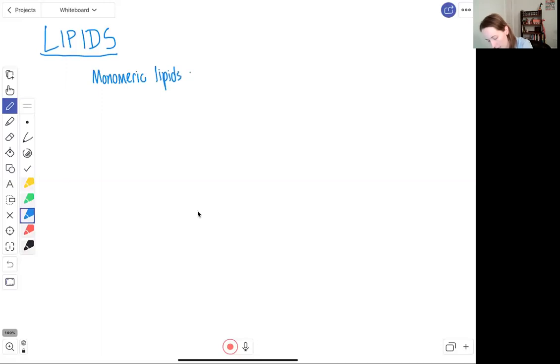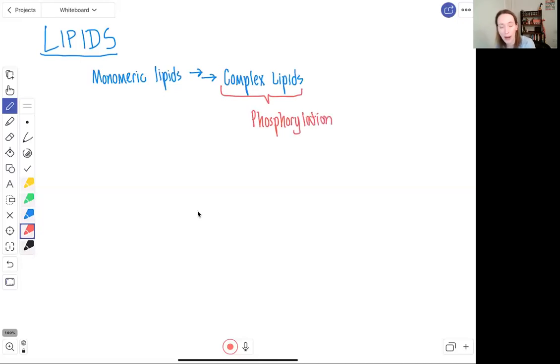And what we will see is that monomeric lipids will link together through a variety of different types of covalent bonds and other modifications in order to yield complex lipids. And generally what we're going to categorize as the complex lipids are structures that have undergone chemical modifications, such as phosphorylation, so they have phosphate groups. An example of this would be the phospholipid bilayer.